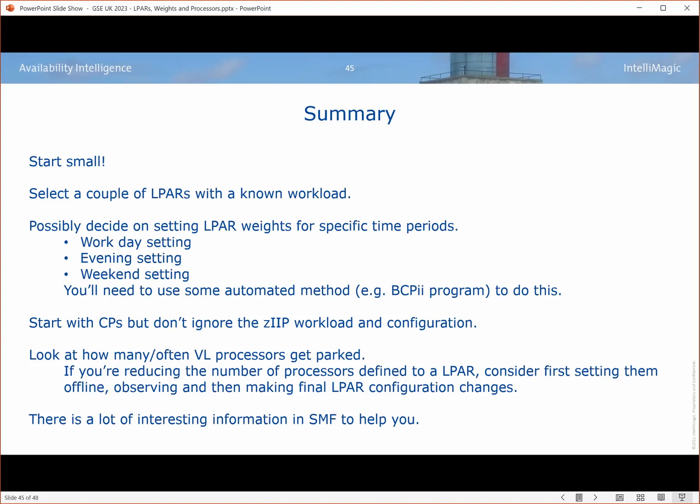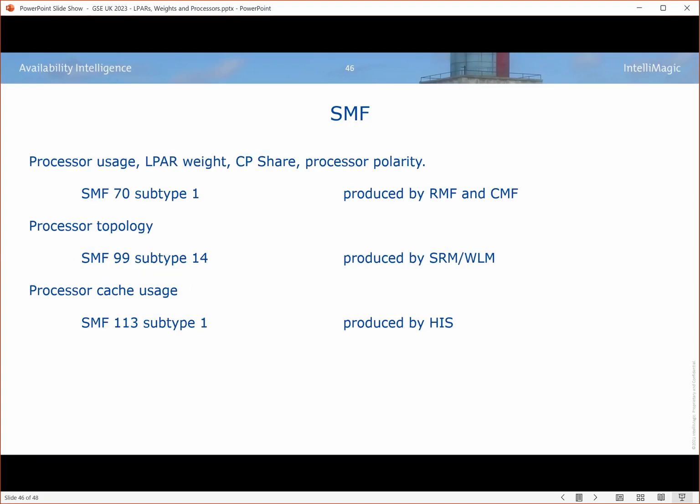And SMF can give you a lot of good information. So we've looked at data produced by RMF or CMF: the 70 subtype 1, also the processor topology based on HiperDispatch, the SRM WLM record, 99 subtype 14. And if you want to look at how painful it is for vertical low or medium as far as cache misses and cycles per instruction, we can get all that information from the HIS-created SMF 113 subtype 1.